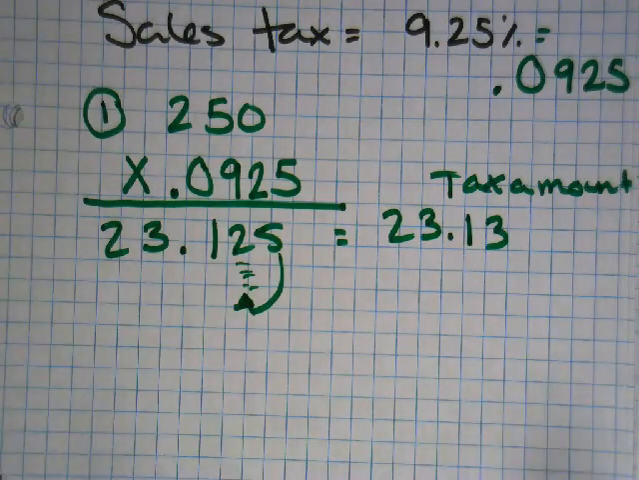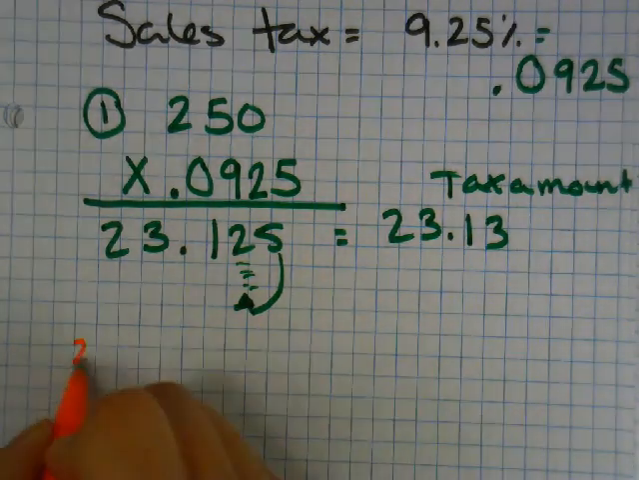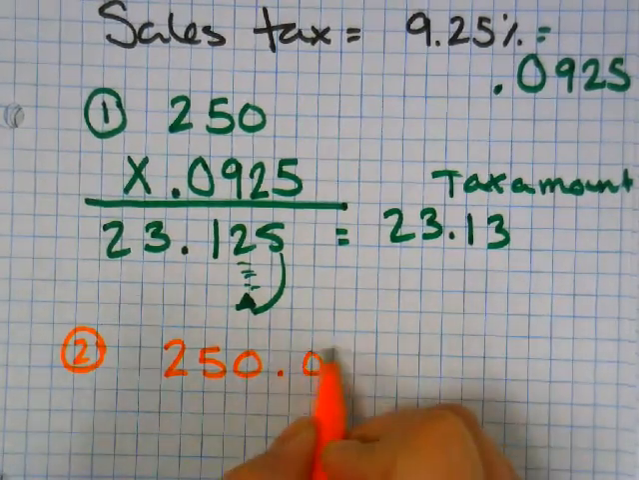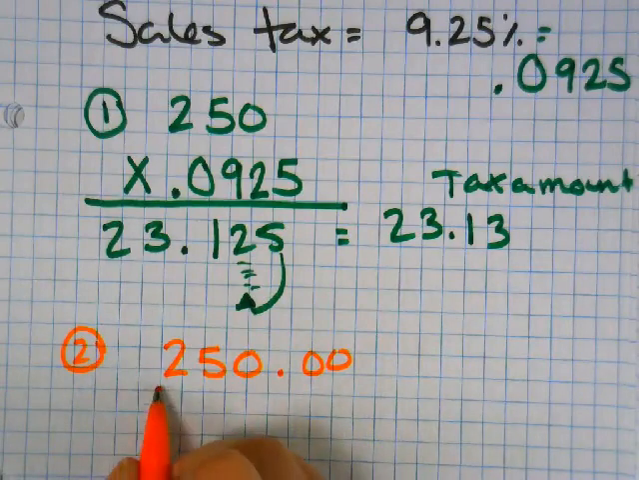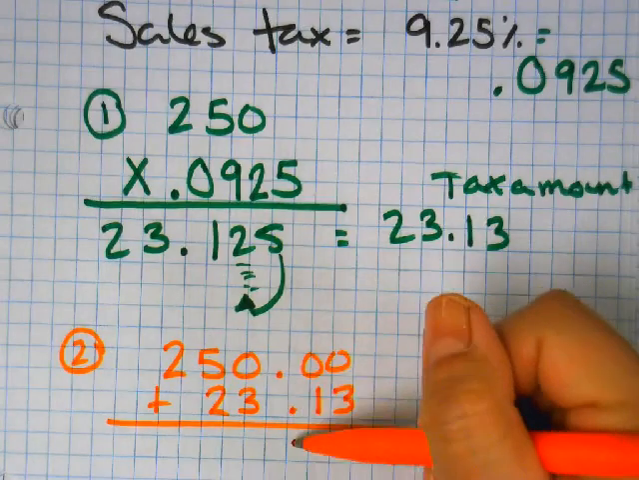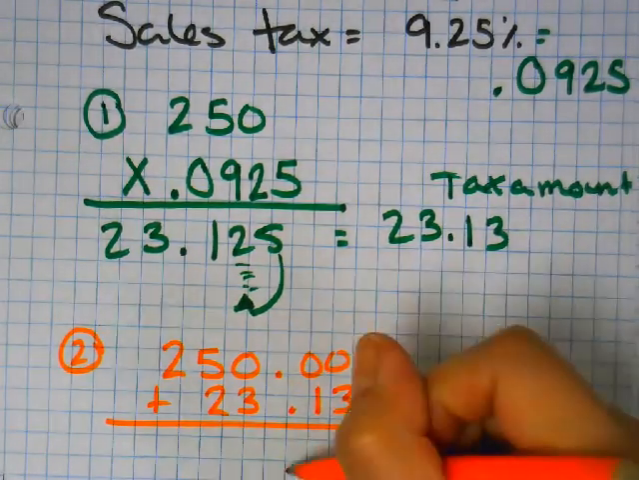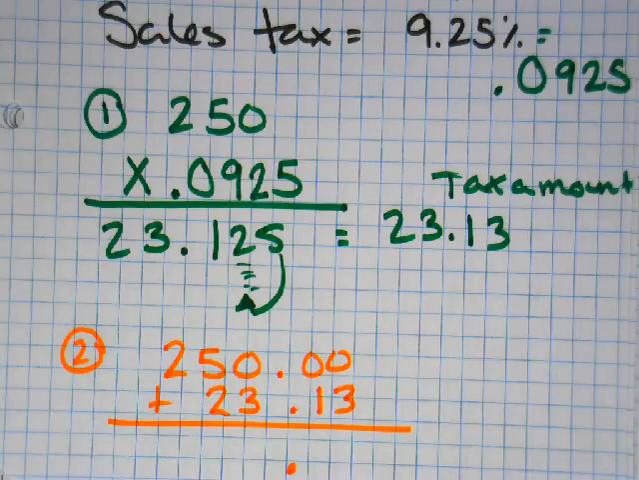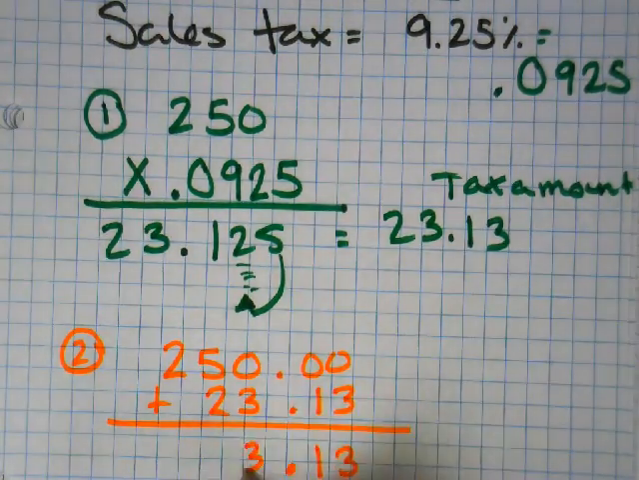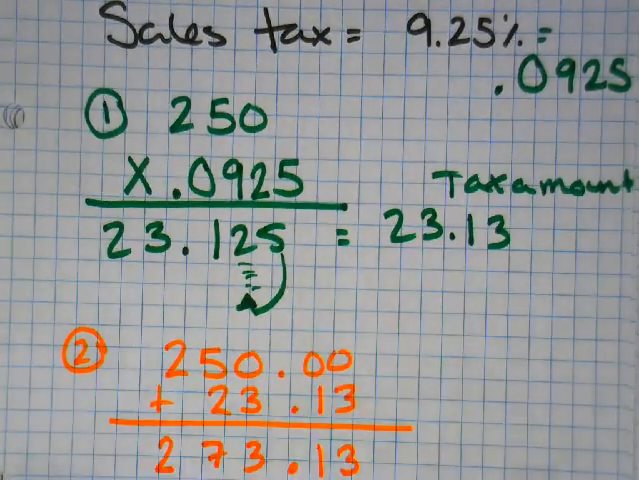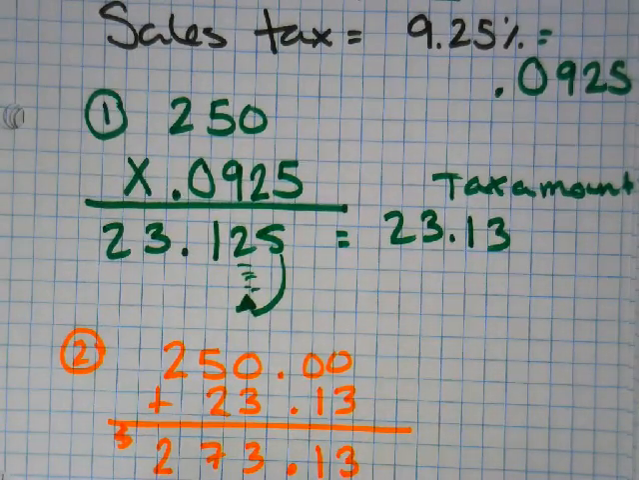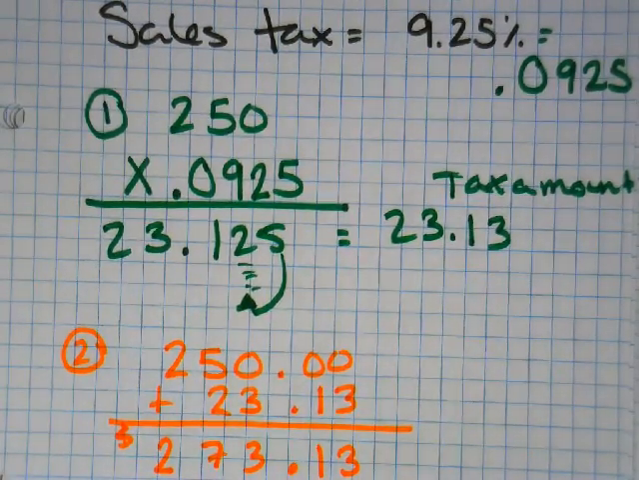So second step, step 2, is to take your price again, 250.00, and we're going to add 23.13, and we're going to line up our decimals because we're adding. When you're adding, you line up decimals, not when you multiply, when you add. So our total cost is 273.13.